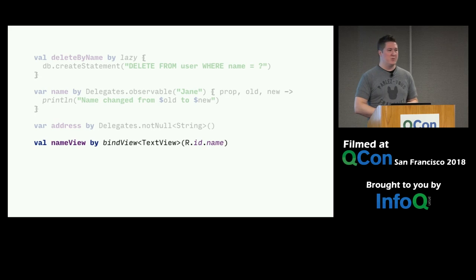So like I said, I work on Android. Android has this view system. And so you can write a delegate that will go out and bind a view given a certain ID to a certain type. And then you never know this. You just interact with the property, the name view, and it will lazily go out and find the view the first time you call it.